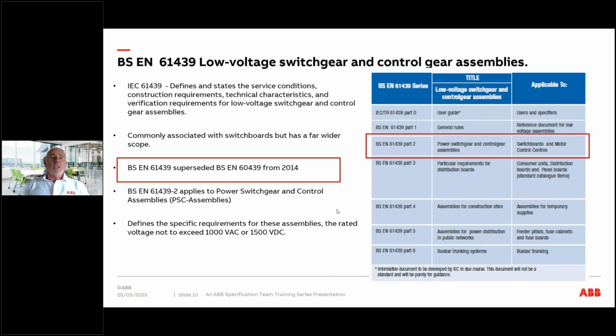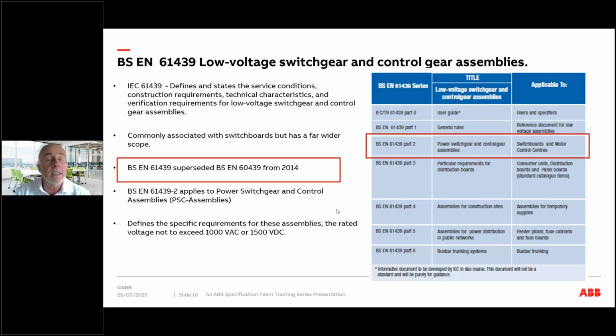The other consideration is BS EN 61439, the low voltage switchgear and controlgear assemblies. Now, a lot of people will recognize this in the realms of switchboard design. As you can see on the right hand side there, we have power switchgear and controlgear assembly. Again, the most common aspect of this is in association with LV cubicle switchboards, but it also applies to controlgear assemblies.